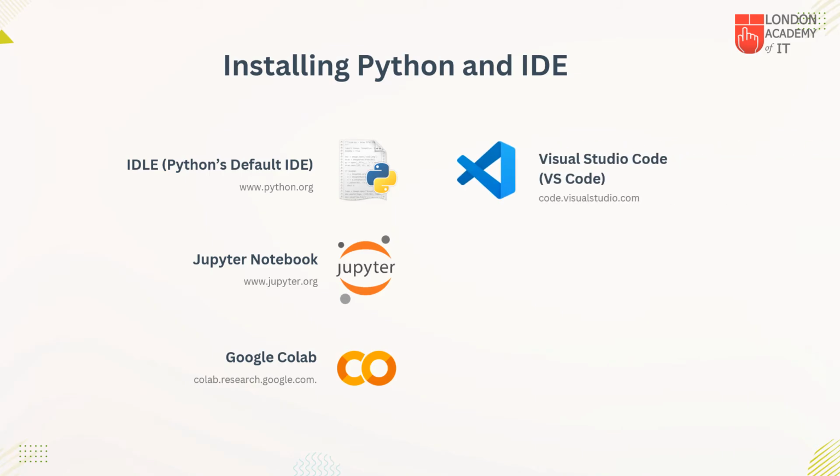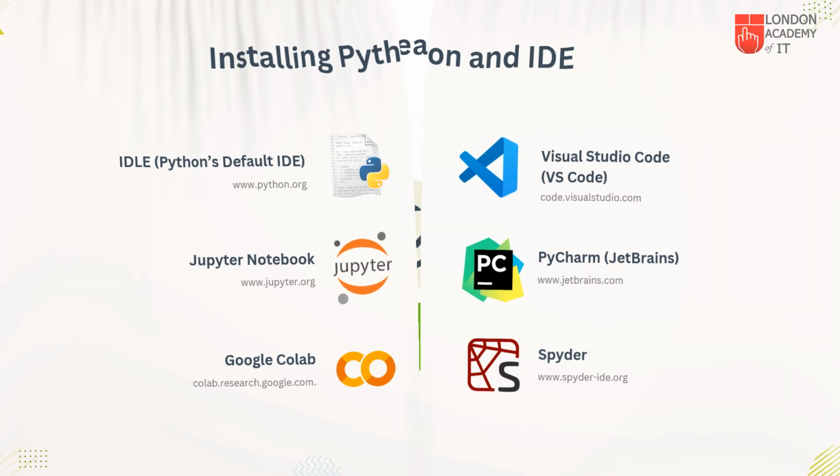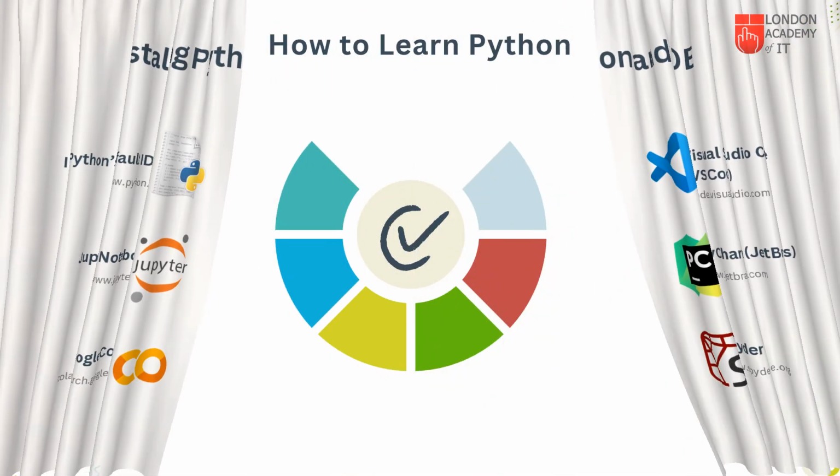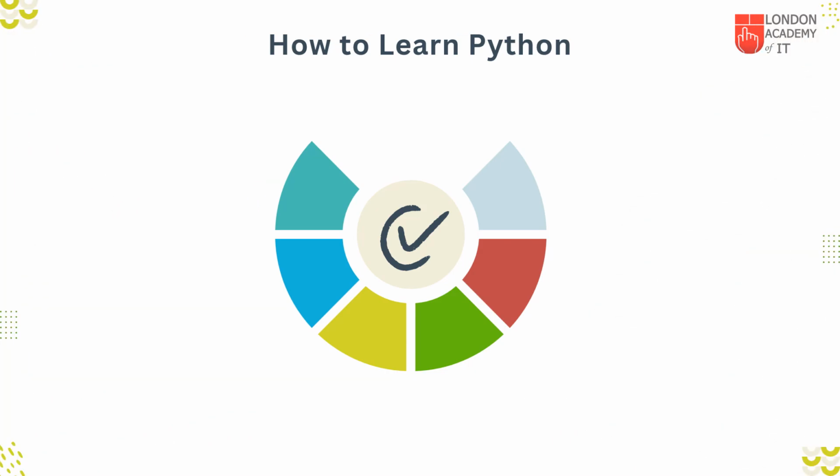For general development, VS Code is very popular and lightweight. PyCharm is great if you want an all-in-one professional IDE, especially for large projects. Spyder is another good option, especially for scientific computing. Choose the one that fits your learning style. There is no wrong choice to start with.